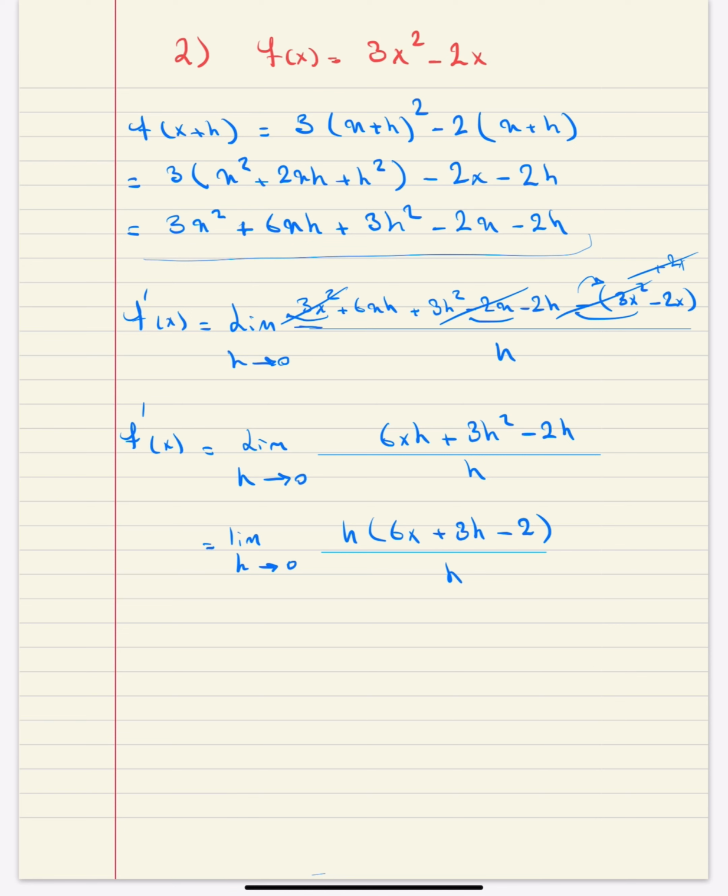These two h's cancel out, and we could finally evaluate our limit as h approaches 0 within the expression 6x plus 3h minus 2. In this case, 3h would be 0 when h approaches 0. Therefore, the first derivative of our function would simply be 6x minus 2.